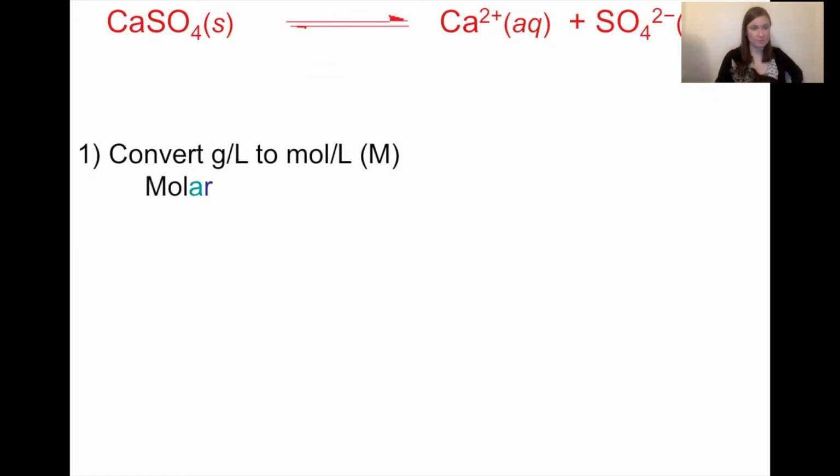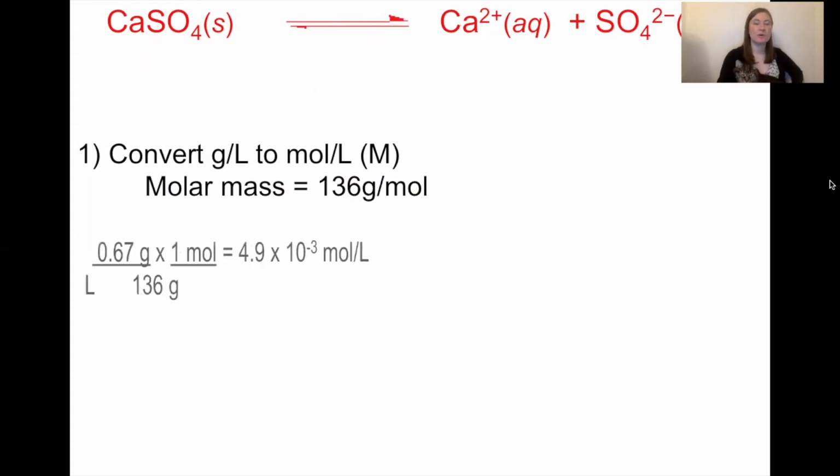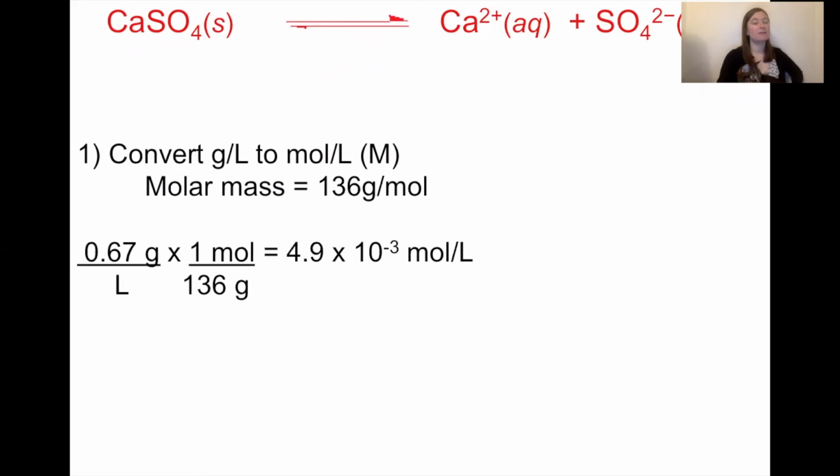So that's easy, right? We know the molar mass. You can go ahead and calculate it. It's 136 grams per mole, the molar mass of calcium sulfate, right? So then you can go ahead and convert 0.67 grams per liter times 1 mole per 136 grams. Grams cancels out. You get the concentration, or the solubility, in moles per liter. And then from that, we can calculate KSP.